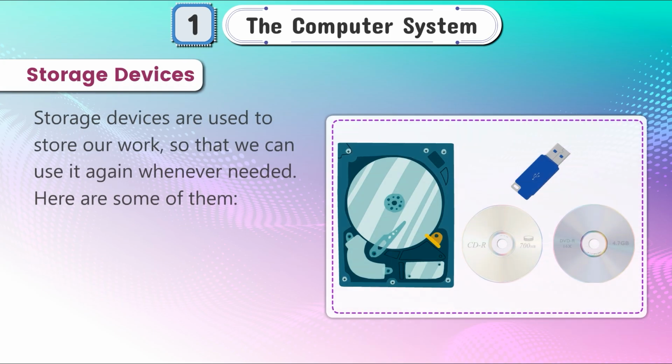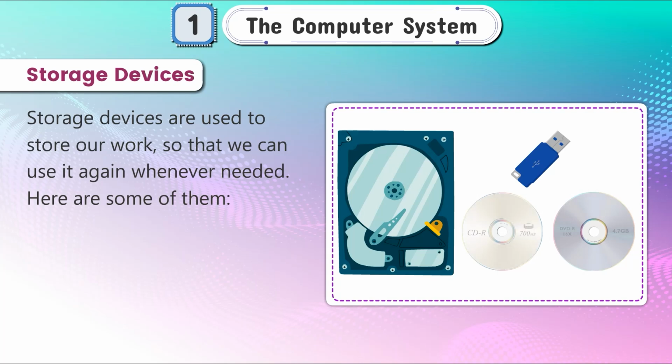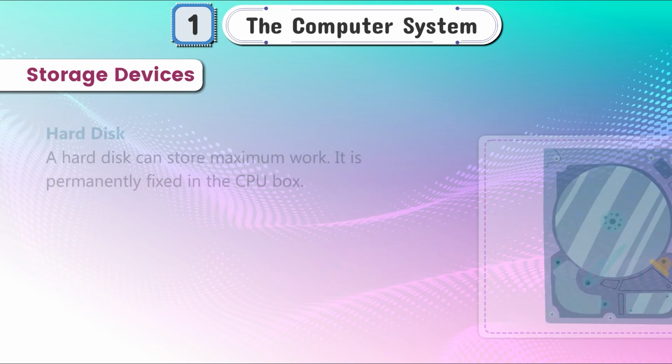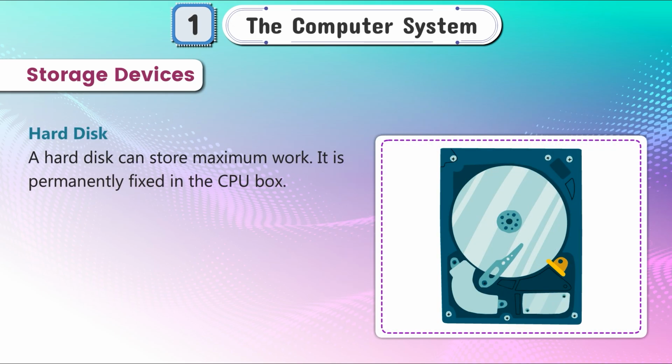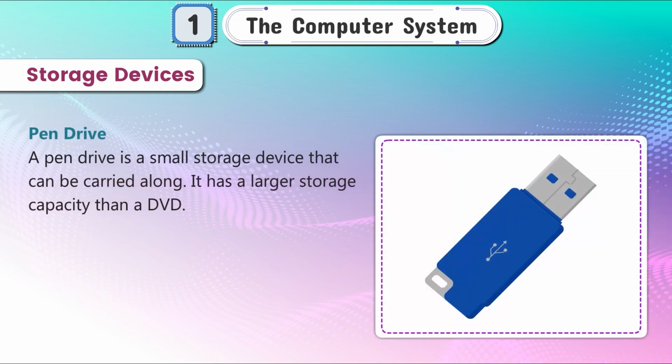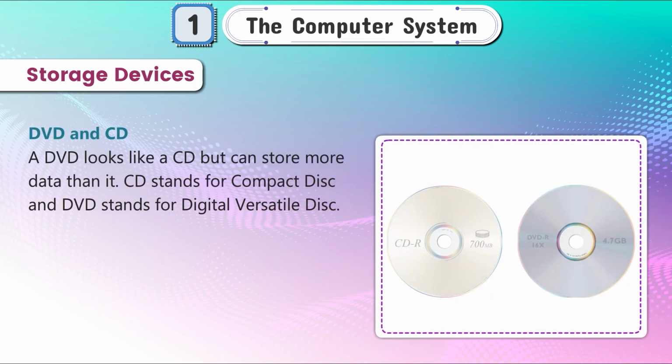Storage devices. Storage devices are used to store our work so that we can use it again whenever needed. Here are some of them. Hard disk. A hard disk can store maximum work. It is permanently fixed in the CPU box. Pen drive. A pen drive is a small storage device that can be carried along. It has a larger storage capacity than a DVD. DVD and CD. A DVD looks like a CD but can store more data than it. CD stands for compact disc and DVD stands for digital versatile disc.